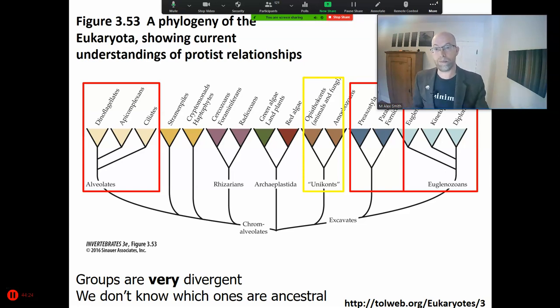And we're going to spend some time, before we jump into the yellow box in the center called the unikonts, or the multicellular animals, outside in groups with some terms that you've maybe been exposed to before, like the dinoflagellates or the apicomplexans or the ciliates, euglena, euglenoids. So these groups, just to take from this, are very divergent. We don't know which ones are ancestral. It's a large phylogenetic hypothesis containing all of the eukaryotes, of which we are only one small part.